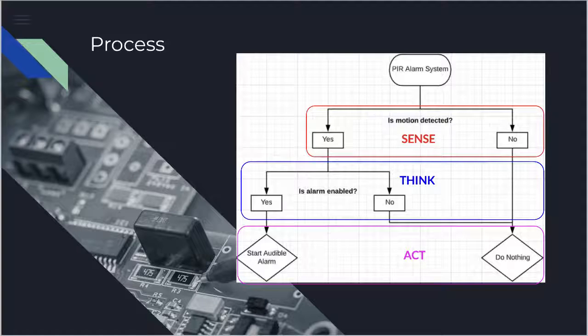It then has to think whether the alarm is enabled or not. If it isn't, then it does nothing as well. But if the alarm is enabled, then the buzzer starts to sound.